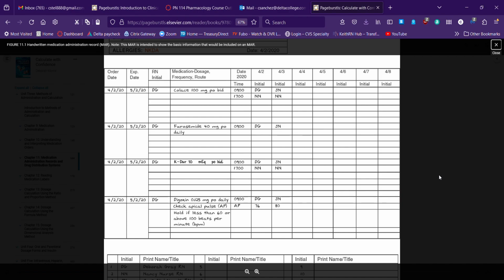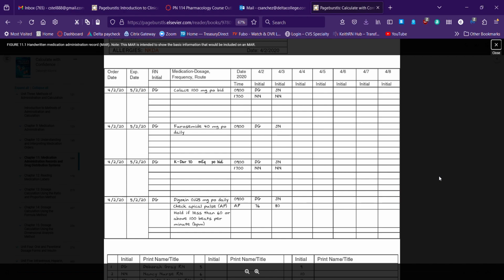Now, the next one is for digoxin. And we've talked about dig under the cardiac medications. It is a 0.125 milligram PO daily. So, anytime you give dig, what was the number one thing that we said that you had to do prior? You had to take that apical for a full minute.